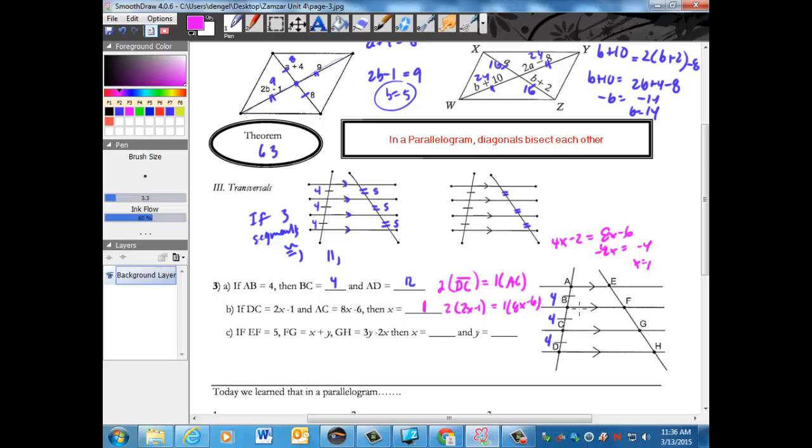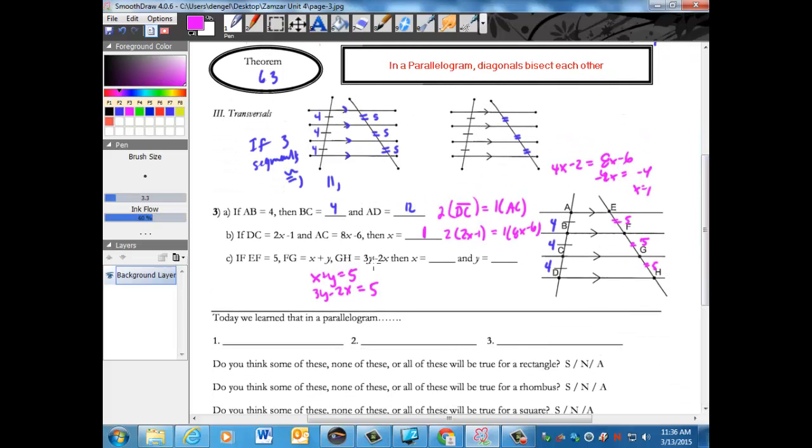All right, and then over to the other side, if we look at EF and we say that EF is 5, that means all of these will be 5. But what else do we know? We know that FG is going to be 5, but we're told that it's x plus y. So we have x plus y is equal to 5. And then GH is also going to be 5, but we're told that GH is 3y minus 2x. Okay, but that's also going to be equal to 5. One thing that I would do here is rewrite this and make sure your x's and y's line up. So let's rewrite this as x plus y is equal to 5, and then negative 2x plus 3y is equal to 5.